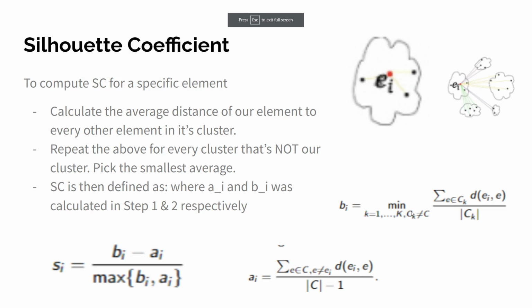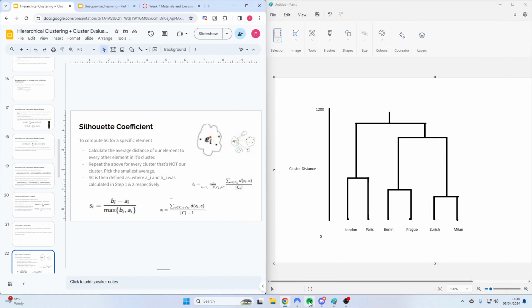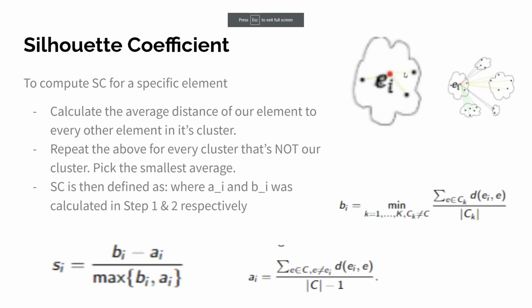And then this is how it's defined mathematically. We're doing pretty much exactly the same thing. We're looking at every cluster which isn't our cluster, calculating the distance from our element to every element within these other clusters, and taking the average. Okay, I'm back. We calculate the average for each of these, and then we take the minimum, the smallest, and that's BI. So AI is the average to every element within our cluster. BI is the average to every other cluster, and then we take the smallest one.